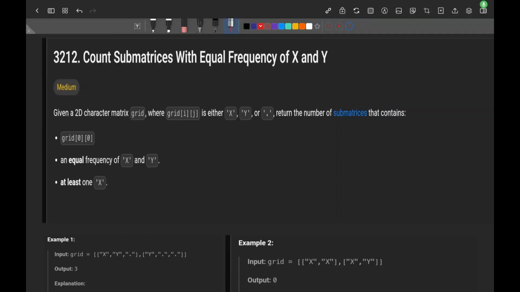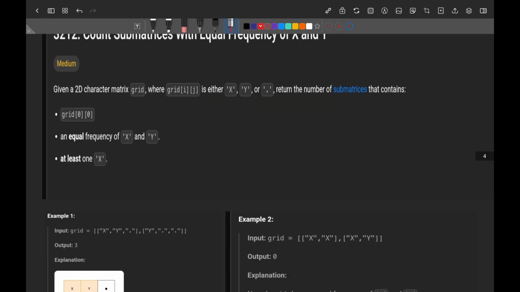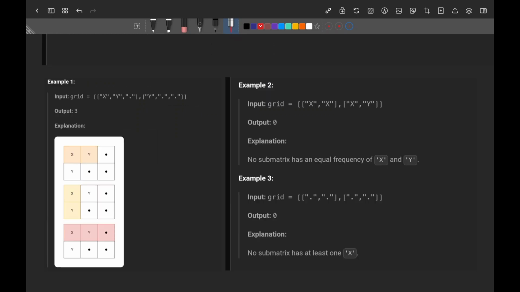Hey everyone, we are going to solve a problem about counting submatrices with the same number of x and y. Let's read the problem. We have a 2D matrix grid filled with x, y and dot characters. We need to find the number of submatrices that contain at least one x and have the same number of x and y.